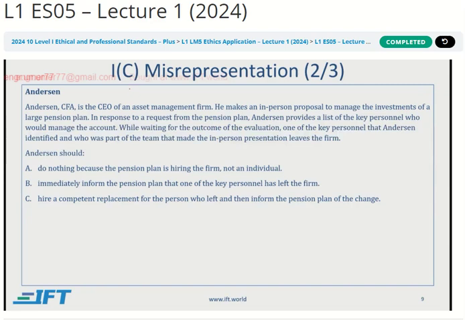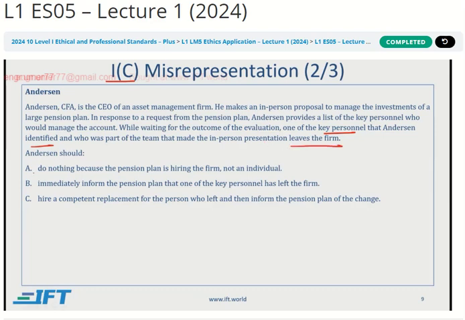The next mini case also has to do with 1C, misrepresentation. Anderson is the CEO of an asset management firm. He makes an in-person proposal to manage the investments of a large pension plan. In response to a request from the pension plan, Anderson provides a list of the key personnel who would manage the account. While waiting for the outcome of the evaluation, one of the key personnel that Anderson identified and who was part of the team that made the in-person presentation leaves the firm.